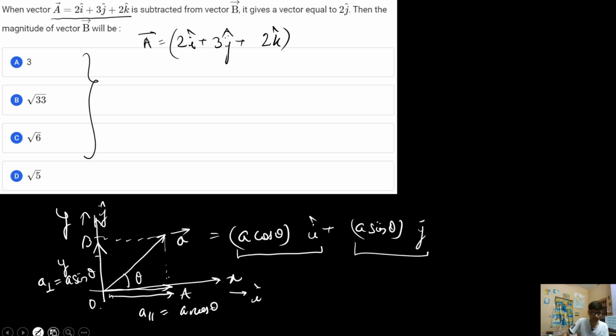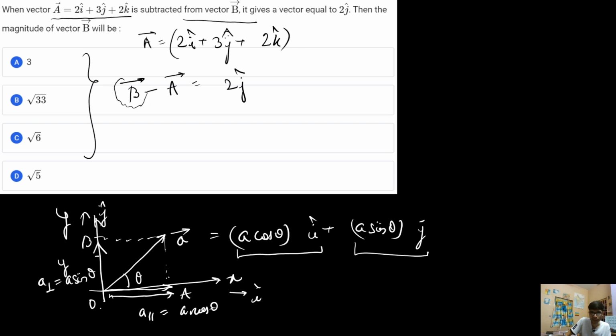Now what does the question mention? The question mentions that there is a vector A, represented as 2i cap plus 3j cap plus 2k cap, and it is subtracted from a vector B. That means it is subtracted from vector B. So B minus A gives a vector which is equal to 2j cap.